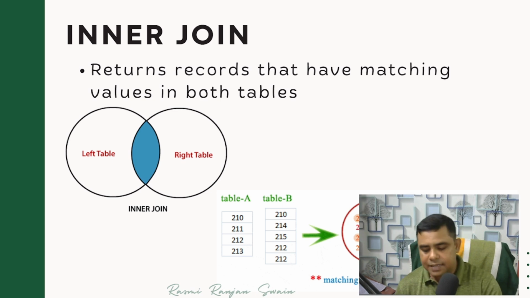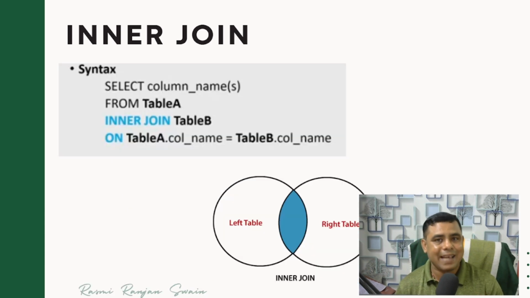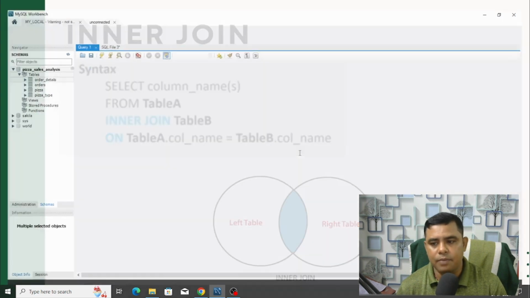So let's see the syntax of the inner join. As you have seen, it is SELECT column names FROM table name, INNER JOIN table name ON table A column equal to table B column name. So let's see some examples here.